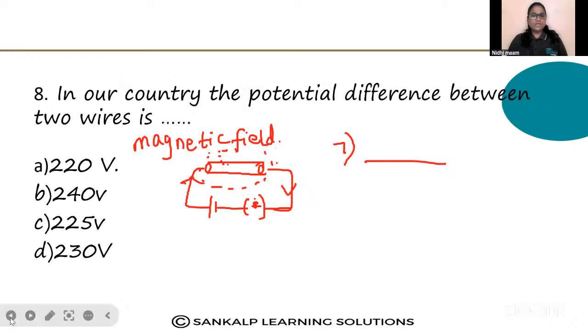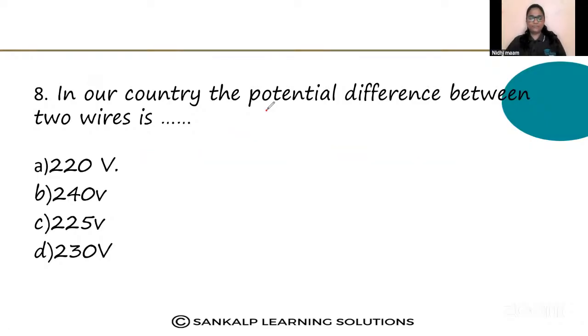In our country, the potential difference between two wires will be: A, 220 volt; B, 240 volt; C, 225 volt; D, 230 volt. Please answer by putting the question number and then your option. Then only I will understand that you answered the 8th question. What is your answer on the 8th question? Usha answered it. Then Pradeep Kumar answered it.